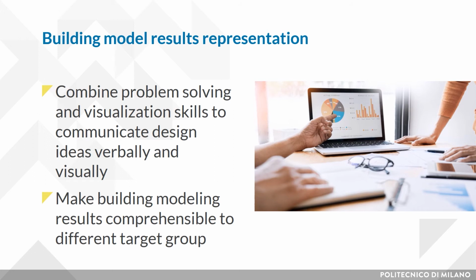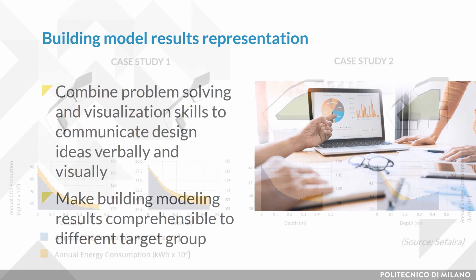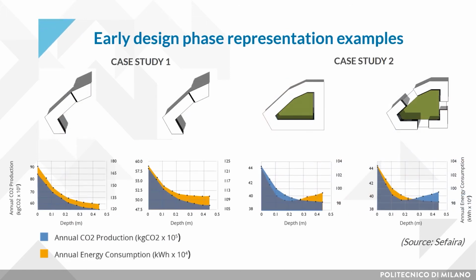In the following slide, I will show you some examples of results representation of an overall building renovation at different stages of the process. At the early design phase, it is very important to represent the key parameter results in relationship to the energy target. In the example of this slide, annual CO2 production and annual energy consumption were chosen as key parameters in relation to the simulation goal of reducing the building carbon footprint.